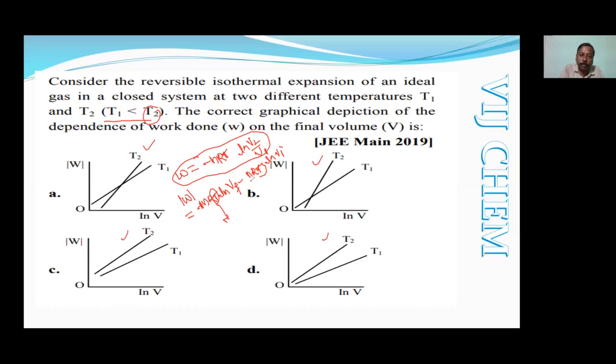But after that, the intercept depends on the final volume, work done depends on the final volume. So the intercept of curve 2 is more negative. See, when I extend this, curve 2 should have a negative intercept. Otherwise, see, it is 0. It will be like this and like this. So the answer will be option B. Why is option B correct, is it understood? The slope of T2 is higher and it will give you the more negative intercept. So option B is correct.